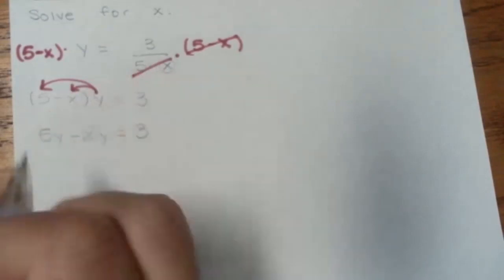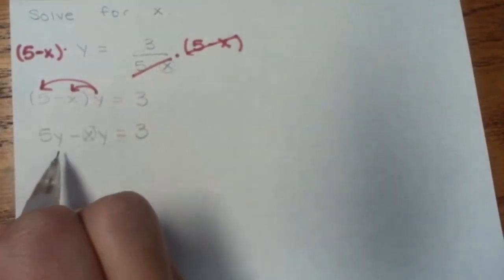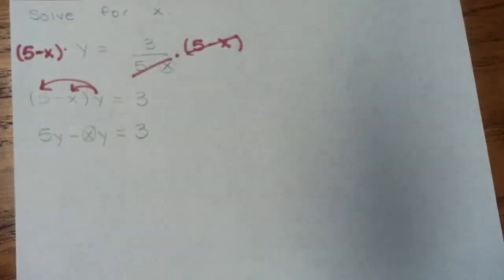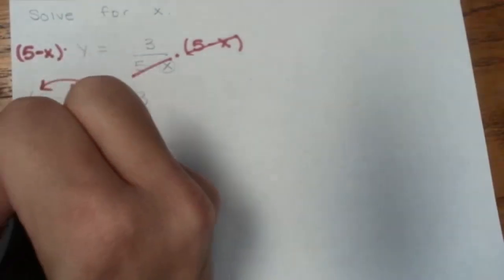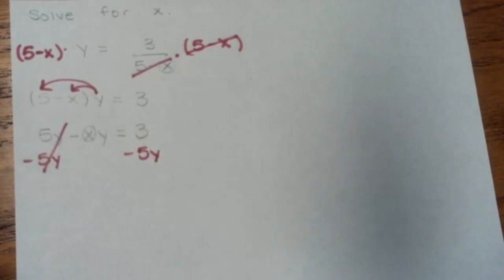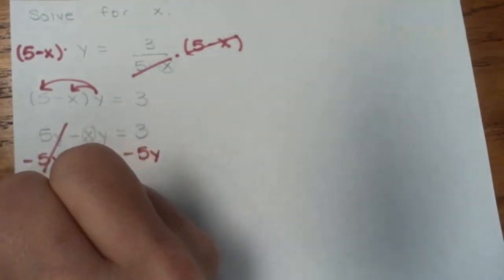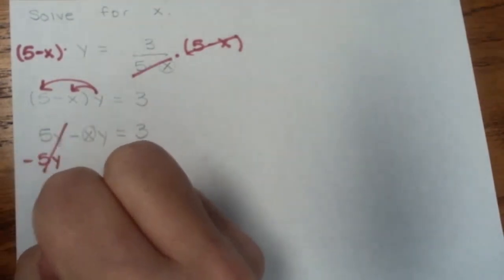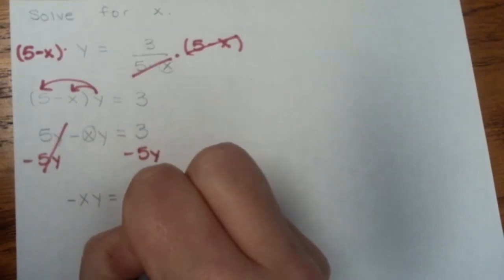Because we want to try to get x by itself, let's move this 5y to the other side. So it's positive 5y, which means if we subtract 5y from both sides, 5y minus 5y cancels out. We are left over with negative x times y equals 3 minus 5y.